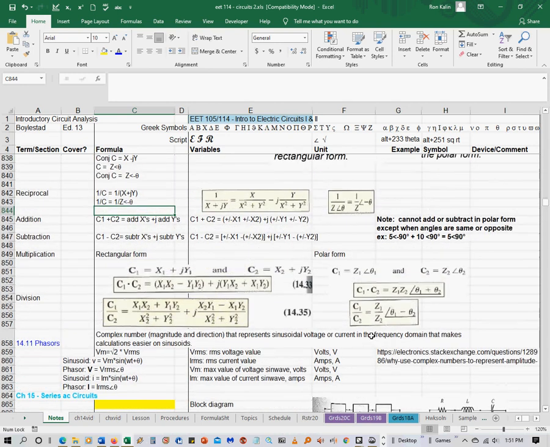And then lastly, we're talking about phasors. What is a phasor? A phasor is a complex number that has magnitude and direction that represents sinusoidal voltage or current in the frequency domain, that makes calculations easier on sinusoids.